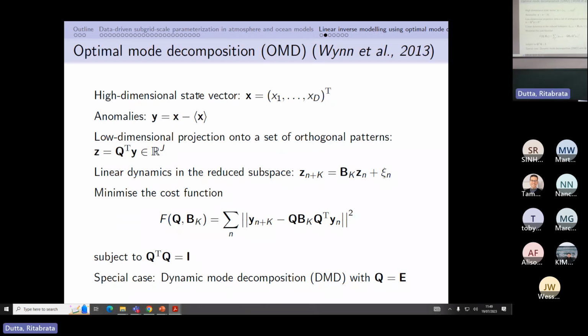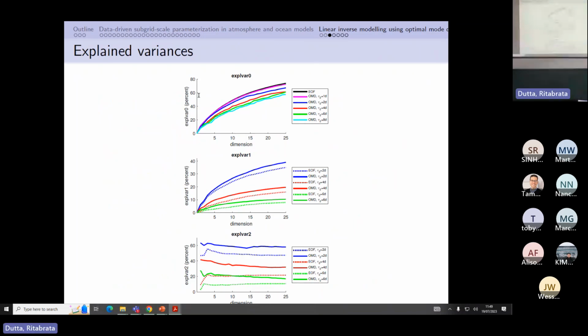Now we look at what improvement you get. That's the explained variance. Top is the static variance, so how much of the state variance you keep. That's always compared with the EOF or DMD, the dynamic mode decomposition. By construction, the DMD is optimized in this metric, the static variance, and that's the black stuff. If you do the optimal mode decomposition at different time lags, you capture less variance, as you expect, because the DMD is optimized in this way.